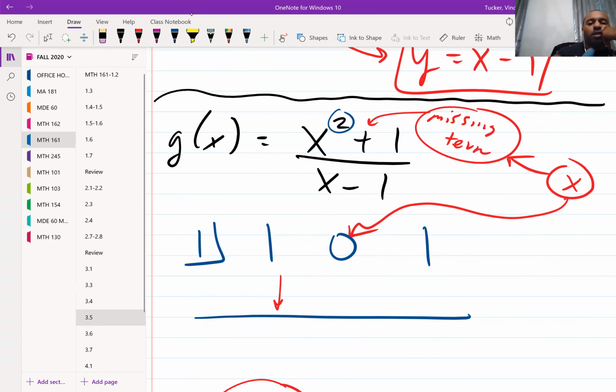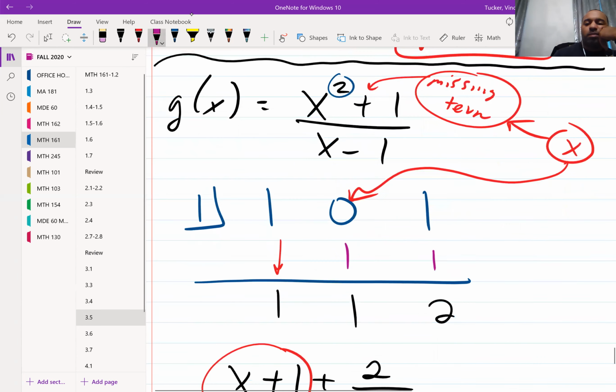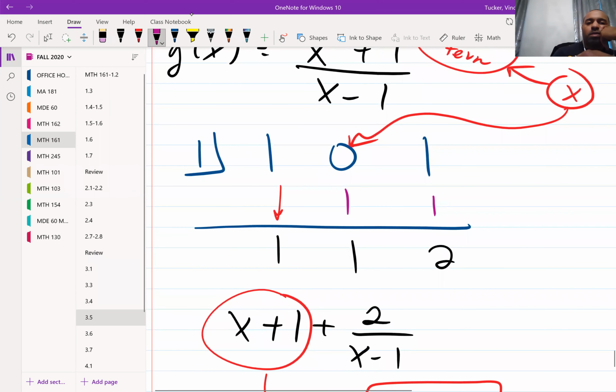Walking through it. Bring down 1, 1 times 1 is 1. Let's put that up here. Add those together. That's 1. 1 times 1 is 1. Add those together, and that'll be 2. So that comes down here.